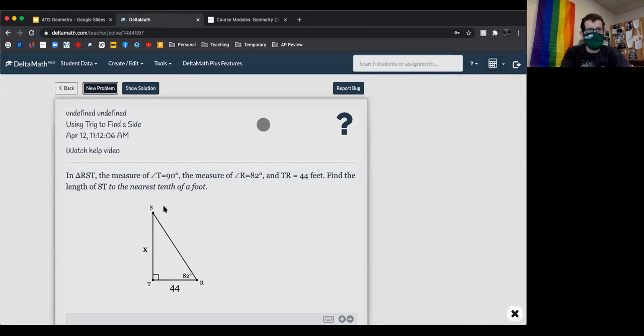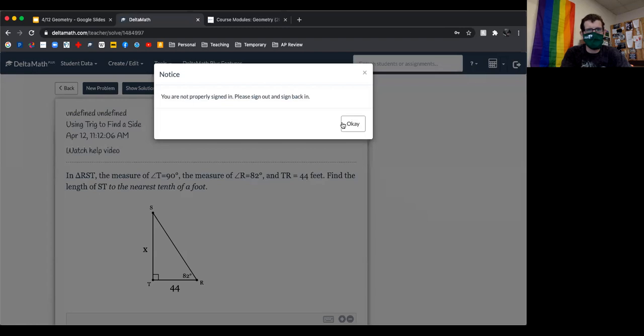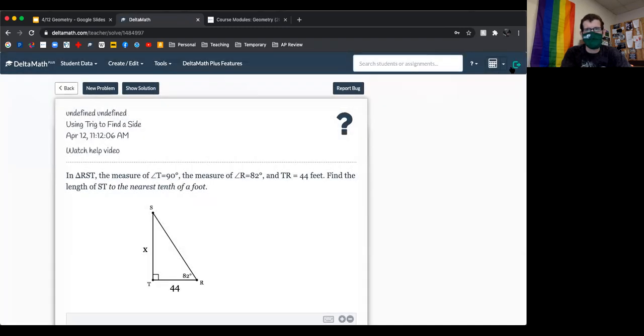So notice that all of these problems, the very first part of it, shows the triangle setup right here. And then it asks you to find the length of ST. Okay, sorry, I have to re-sign in.